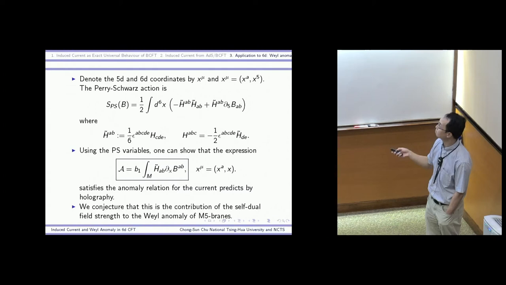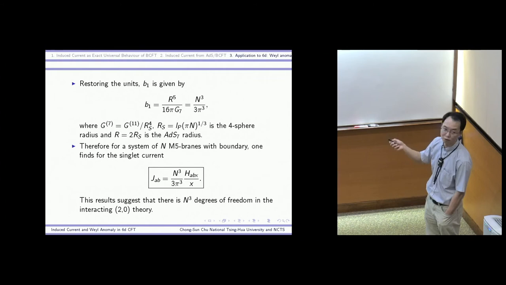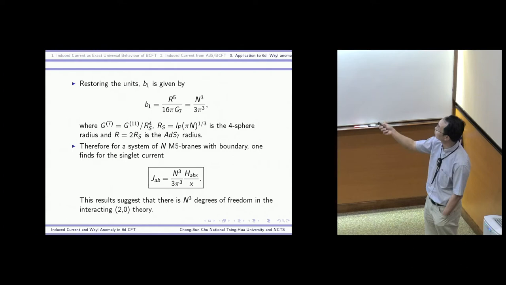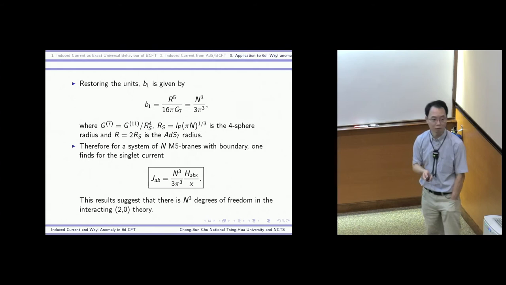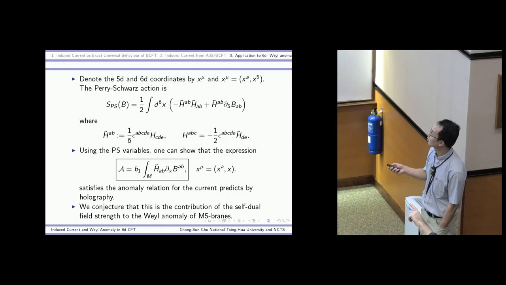So what's the coefficient of B1? We put back the units and go back to M5. We know the dual is AdS7 x S4, so we can plug back all the units and find that it's N cubed. The fact that it's N cubed suggests that the degrees of freedom of the theory do scale as N cubed. It's not just the entropy, but sorry. Is that N in six dimensions or is this string? Six dimensions. Yeah.